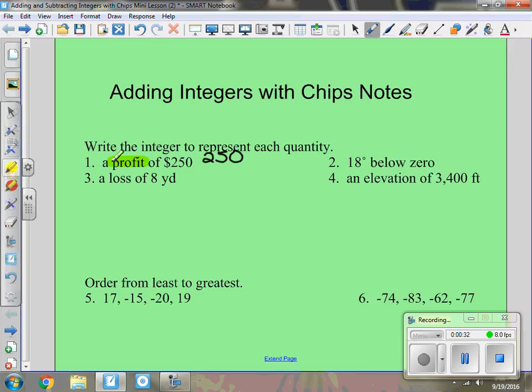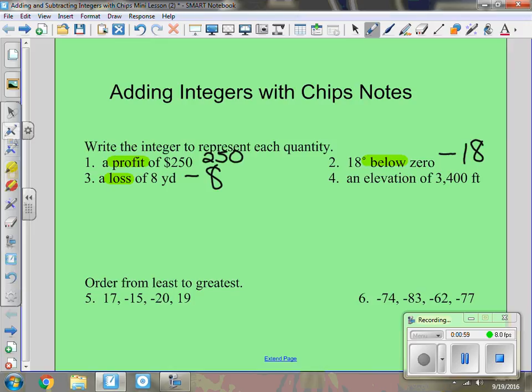Number two says 18 degrees below zero. On your thermometer, when the temperature goes below zero, it is a negative number. So that below word is our key word that tells us it's a negative 18. Remember, integers need to be whole numbers, positive or negative, and also including zero. Number three says a loss of 8 yards. A loss is our key word that tells us it is a negative 8.